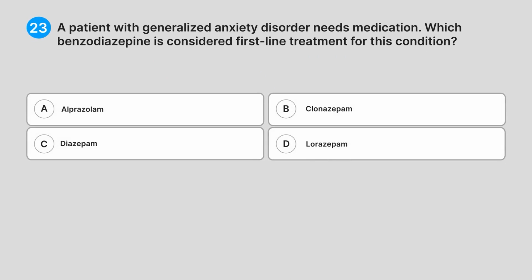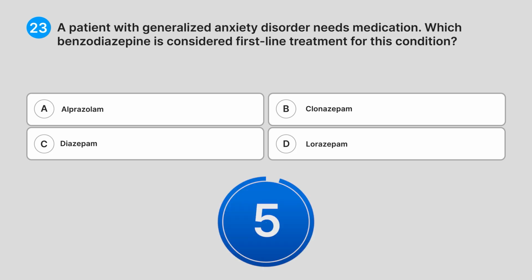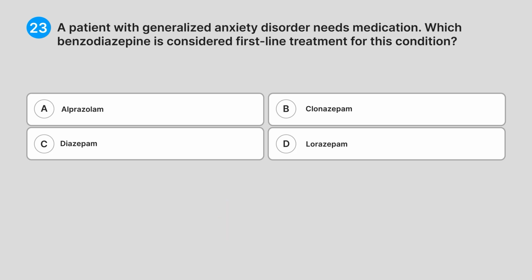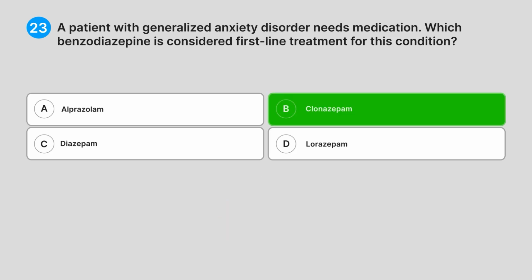23. A patient with generalized anxiety disorder needs medication. Which benzodiazepine is considered first-line treatment for this condition? A. Alprazolam, B. Clonazepam, C. Diazepam, D. Lorazepam. Can you guess the answer? Correct answer B. Clonazepam.